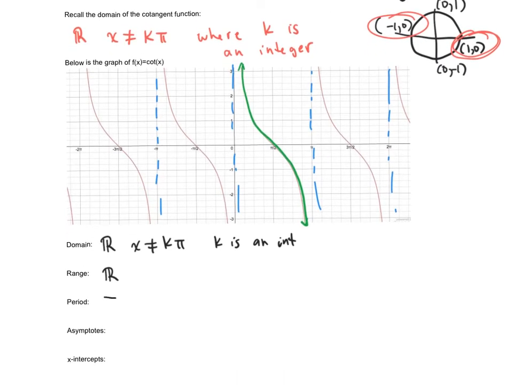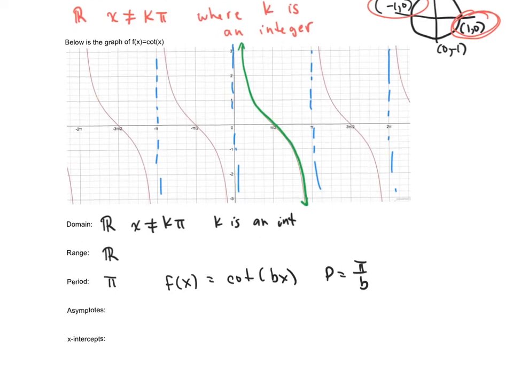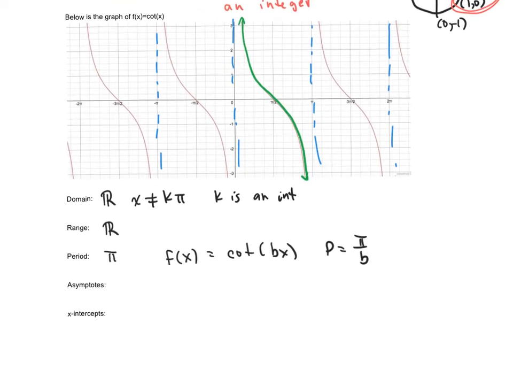And again, just like tangent, you can adjust that. If I have f of x equal to cotangent of b of x, then the period of this is pi over b. So that'll shrink the period. It'll change where the asymptotes are and all kinds of things like that. So the asymptotes for this are going to be at those domain restrictions, every k pi, where k is an integer.